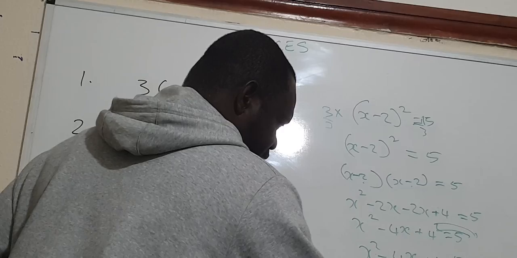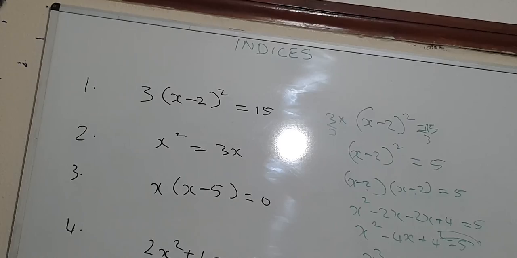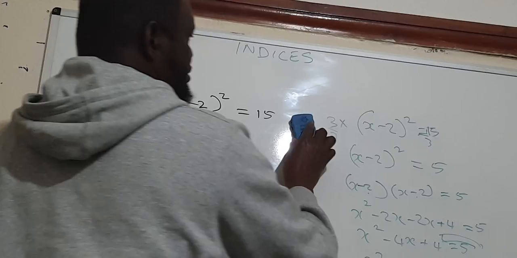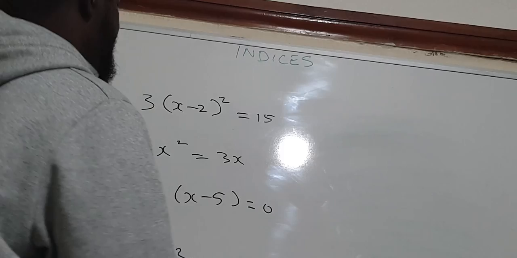We use the quadratic formula. We can sort this out with that. We have done that before. I don't want to go into that. We use the quadratic formula to sort that one out. Simple, quickly. That one is the easiest. We move this over the equal sign.